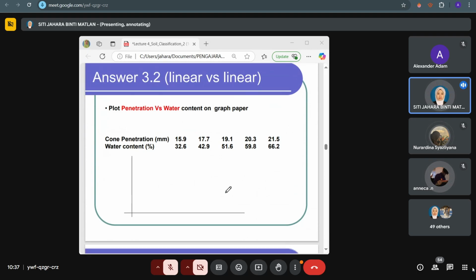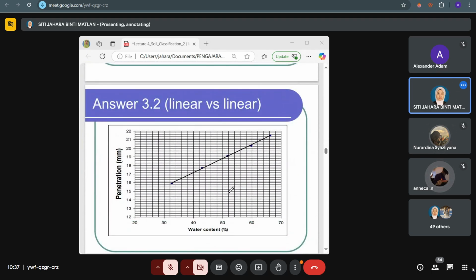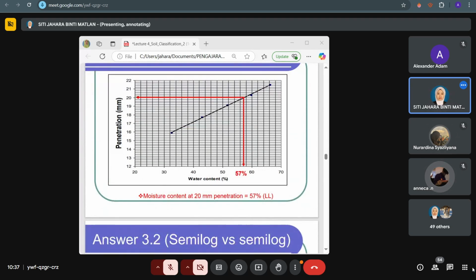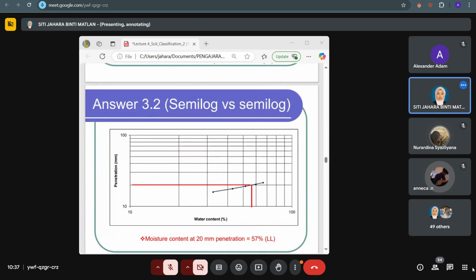So this is the data, and then we plot it over the linear versus linear scale. You get this plot, and from this plot, as we can see, the water content corresponding to the cone penetration of 20 mm is approximately 57%. Therefore, the liquid limit for the soil in this case is 57%. Okay.